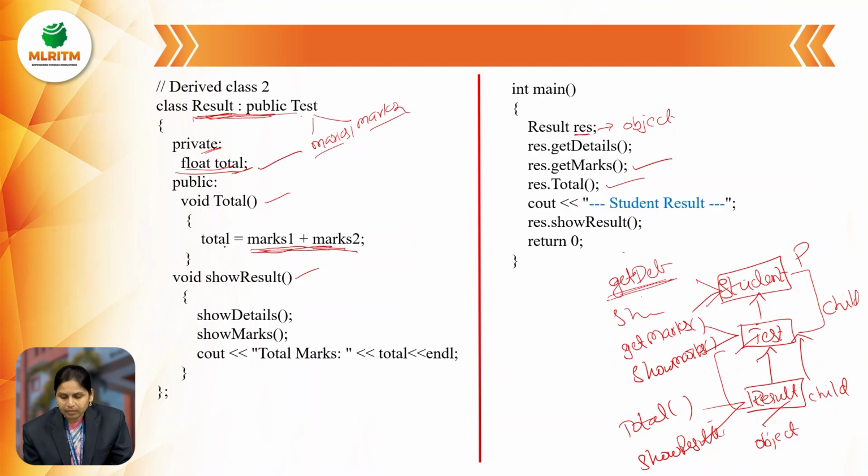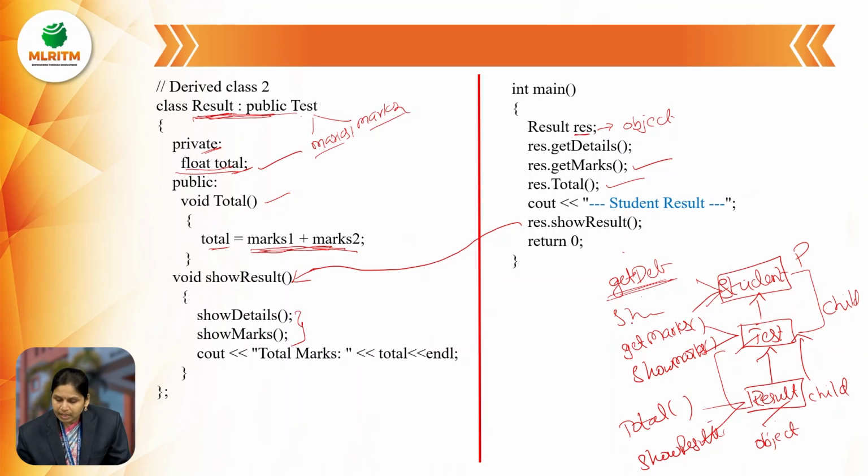Next, that value is copied into the variable total. Next, student result. Here we have to print the values. RES dot show result. Show result is a method which is present in the result class. Now control goes directly to this method, and in this method we are calling two methods: one is show details and the other is show marks.